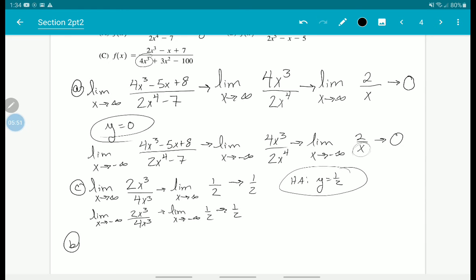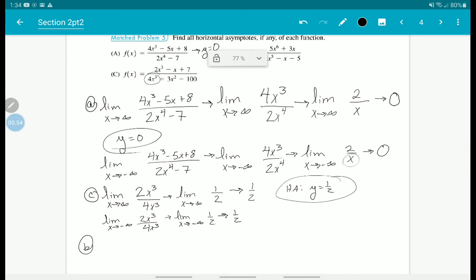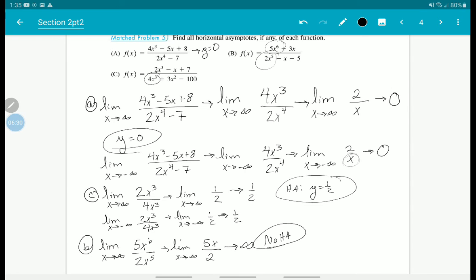Now I want to go back and look at B. So check out what's happening here. If we take the limit as x approaches infinity, the top is going to be determined by that leading term, 5x to the 6th. The bottom is going to be determined by the 2x to the 5th. So if we reduce, I'm going to have a 5x over 2. And those are just going to get larger and larger and larger. So we're heading to positive infinity there. And what that means is we have no horizontal asymptote. To have a horizontal asymptote, we're going to approach a specific number.